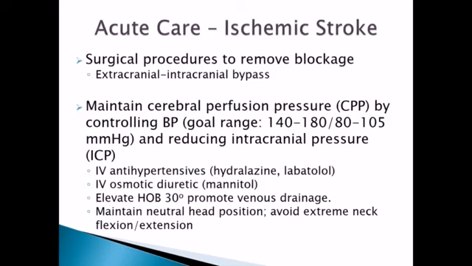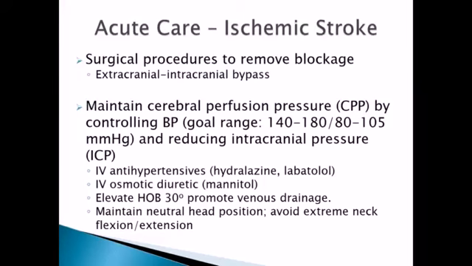So we want to control blood pressure. And our goal range, keep in mind, one of the biggest risk factors for stroke is going to be hypertension. So we don't want to bring them down to a completely normal blood pressure. We generally try to keep them between 140 and 180 systolic and 80 to 105 diastolic. We will continue to work trying to bring their pressure down over time as a long-term management strategy to prevent future CVAs. But right now we need to maintain that cerebral perfusion pressure.